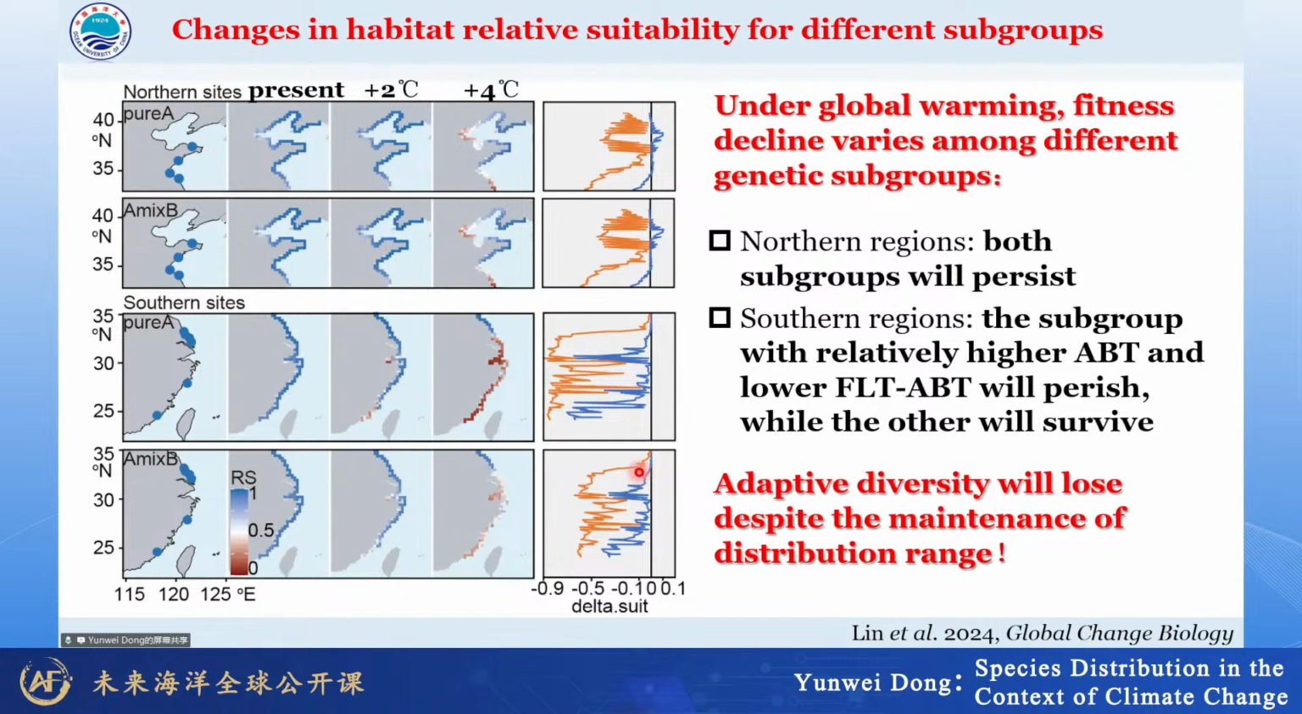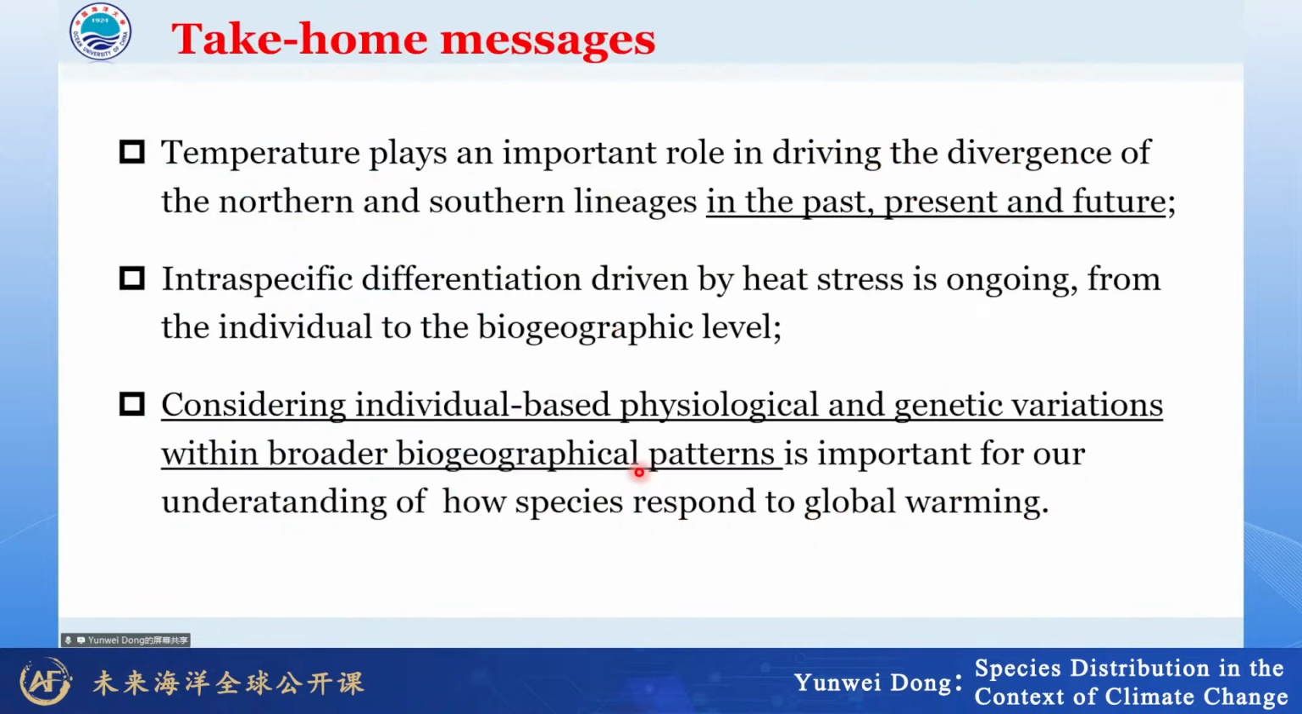This paper was published, I think last year, in Global Change Biology. If you are interested, I think you can read this paper. There are some take-home messages for this study: temperature plays a very important role in driving the divergence of the northern and the southern lineage.